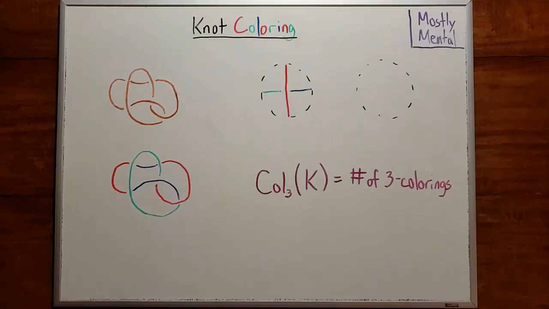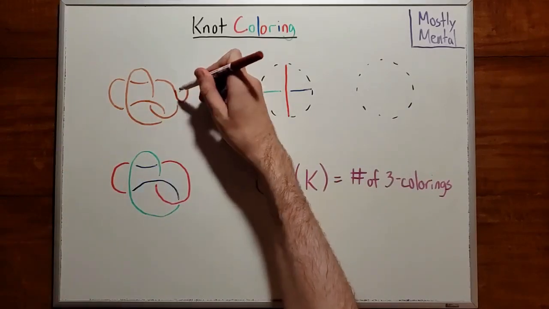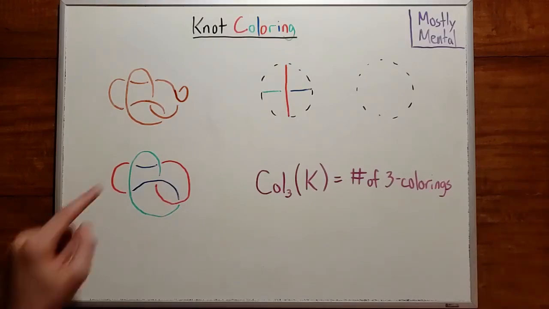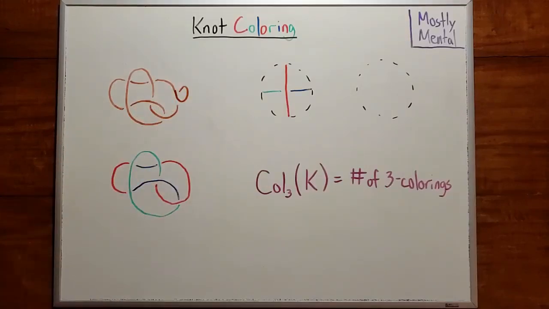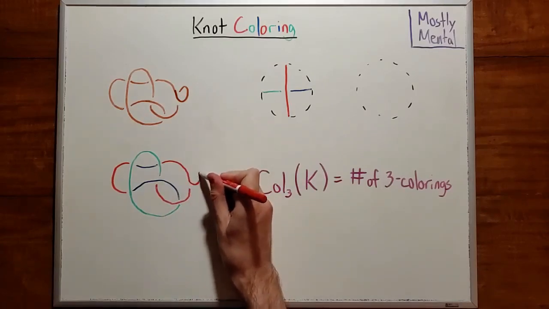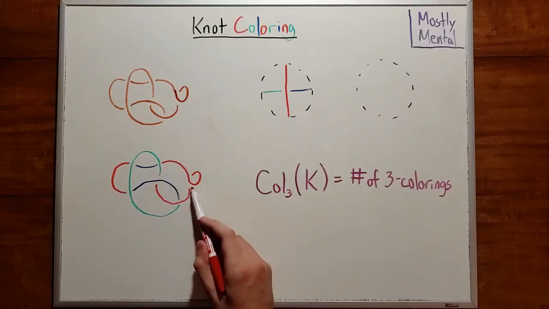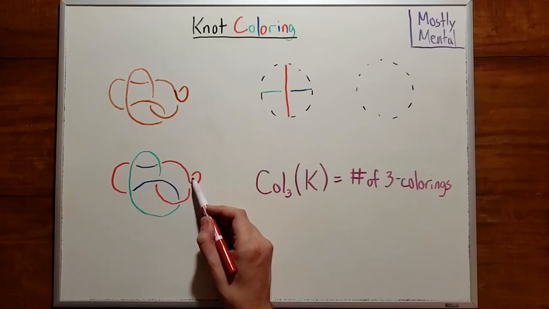But there's a problem with that rule. What happens if we add a loop? Well, it's still the same knot, so we'd like to still be able to color it. But at this crossing, two of the three strands are now connected. They're the same strand, so they must have the same color. Which means that anything we do here will give us an invalid coloring, since the strand over top and one of the strands underneath have to be the same color.